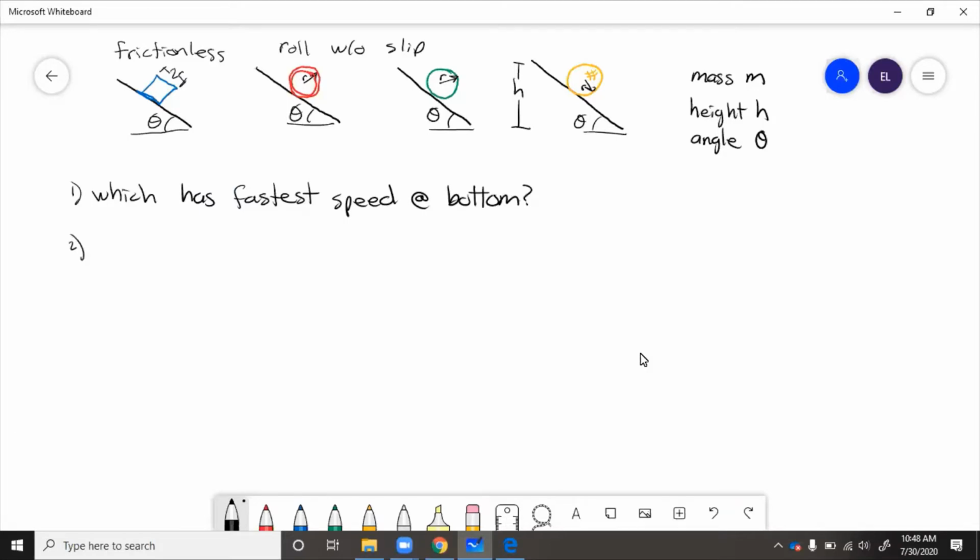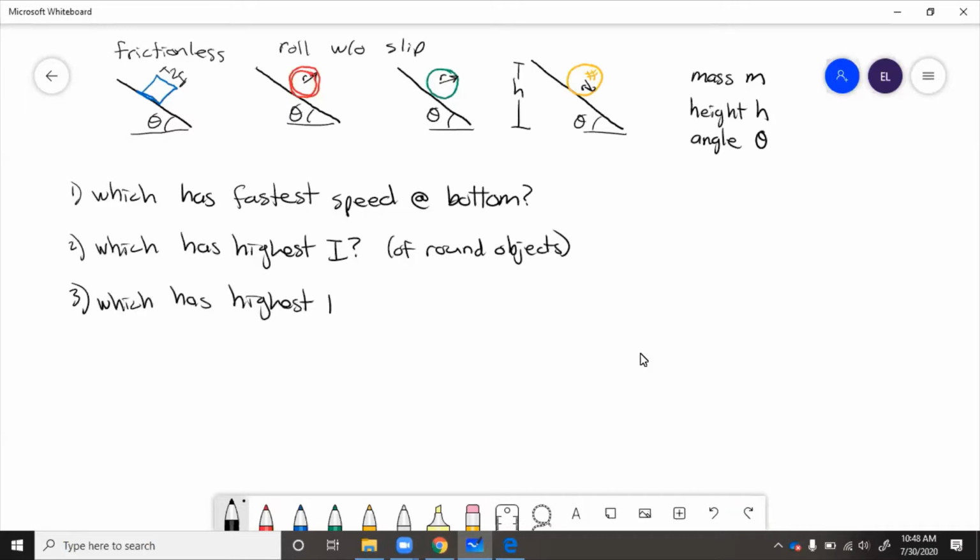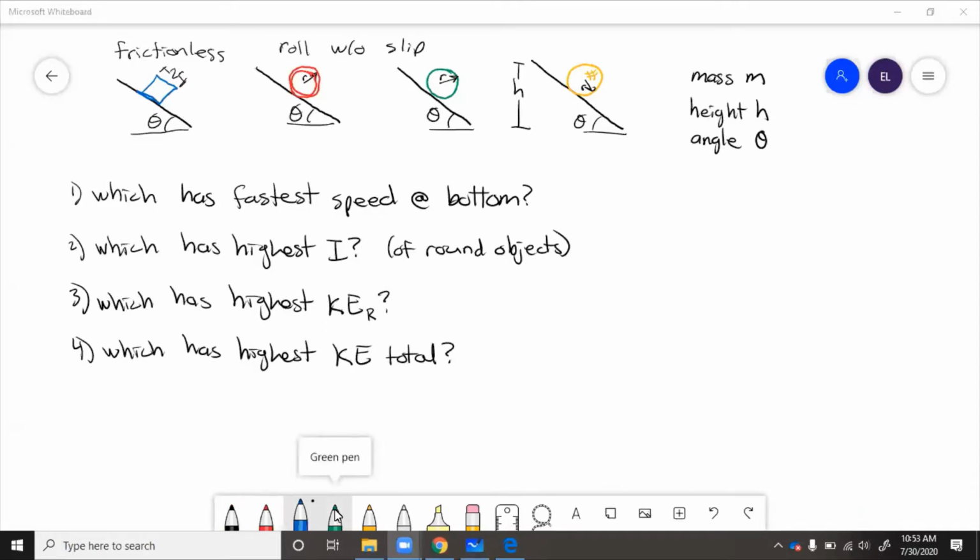And then we want to know which has the highest moment of inertia. You're going to ignore the block for that one because it's not rotating. And then 3, which has the highest rotational kinetic energy at the bottom? And also, which has the highest total kinetic energy? So we'll look at the answers and then we'll work the math out for it.